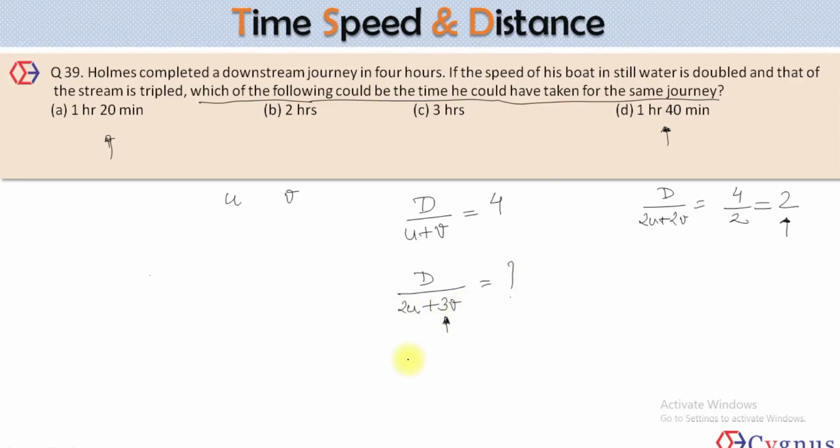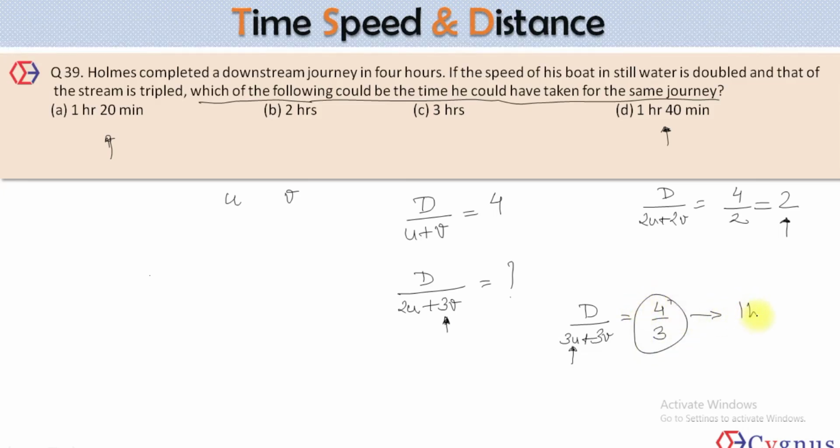Instead of doubling, if I triple both u and v, it will become 3u plus 3v. And the answer should become what? 4 by 3. But I have not tripled this u, I have doubled it. So actually I have decreased the denominator. So answer should be what? More than 4 by 3. The answer should be more than 4 by 3.